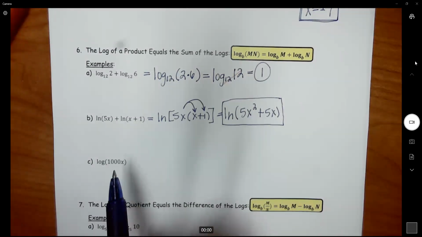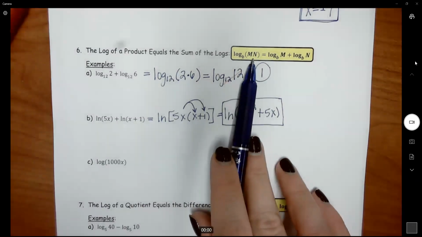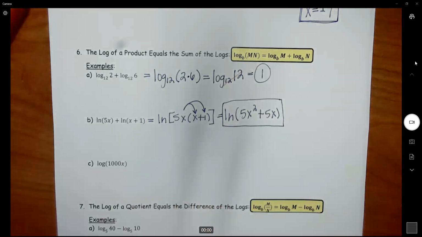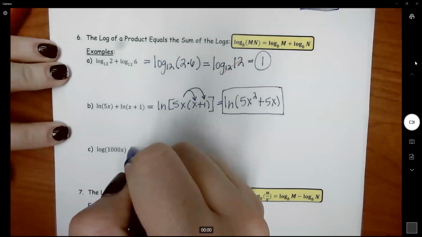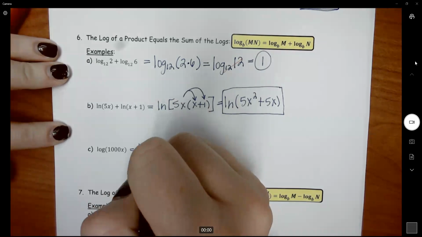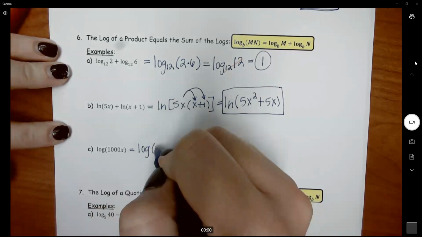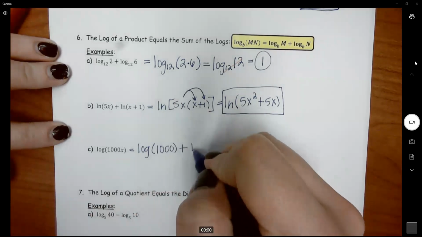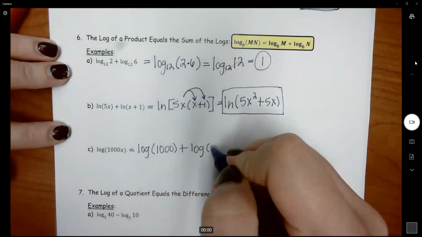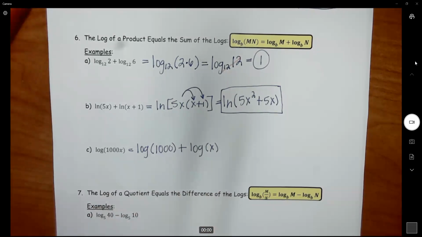Okay, and with this one, now we're going to go the opposite way. So now this is my product, and we're going to expand. Okay, so we have a common log with a base of 10. So this is log of 1,000 plus log of x.